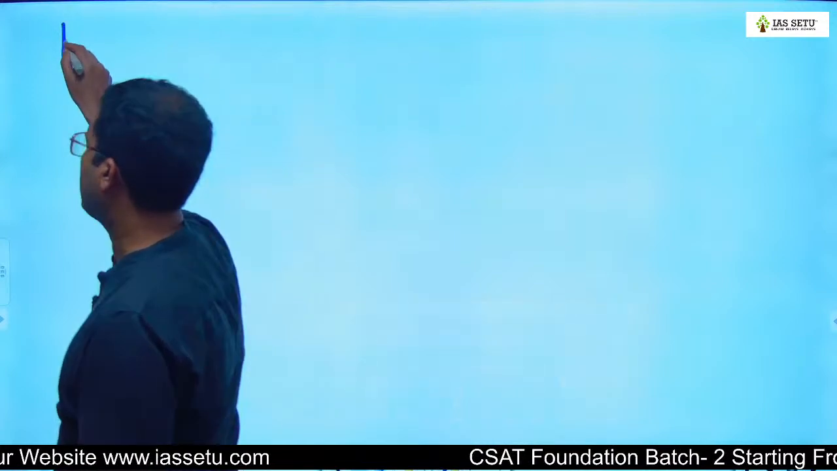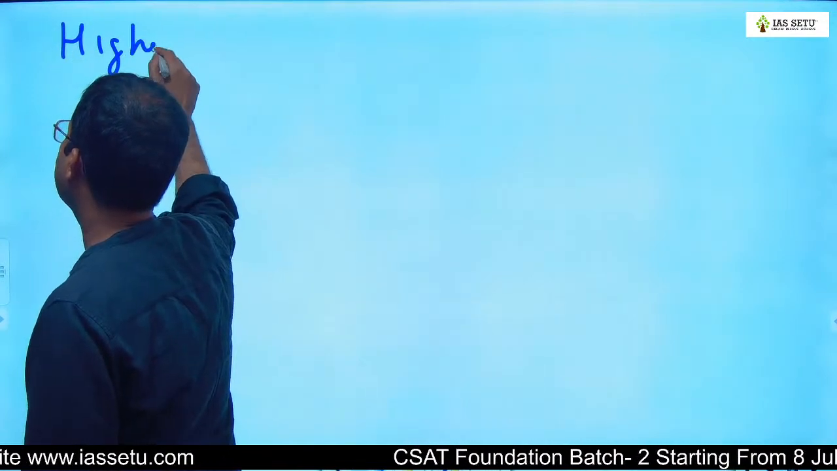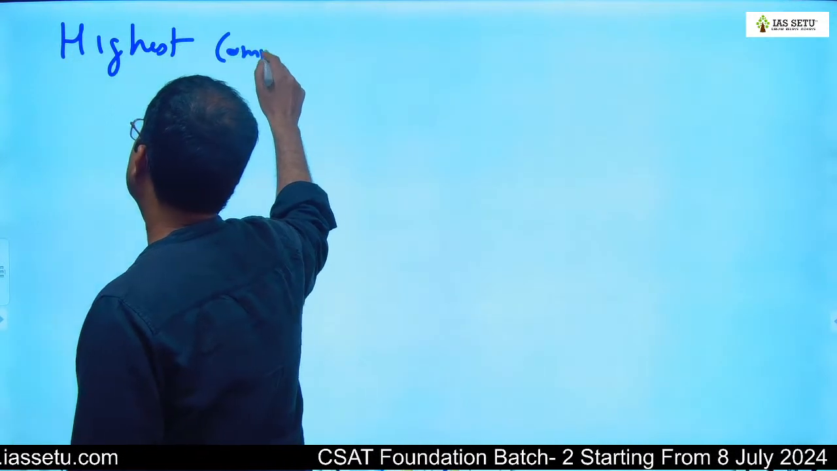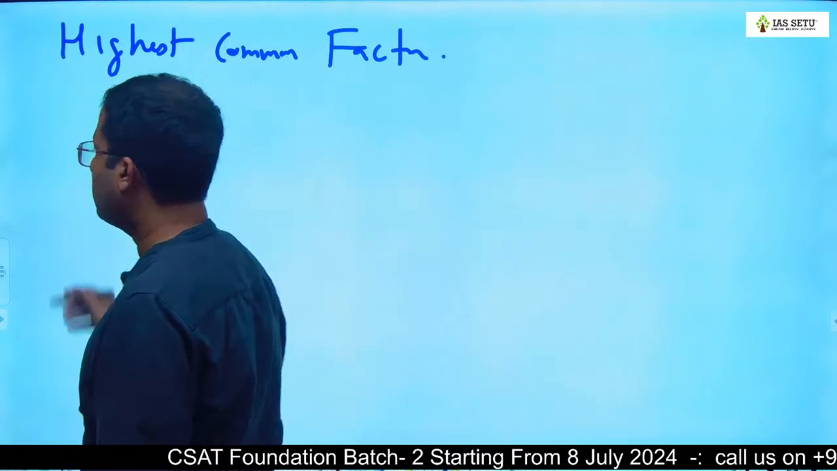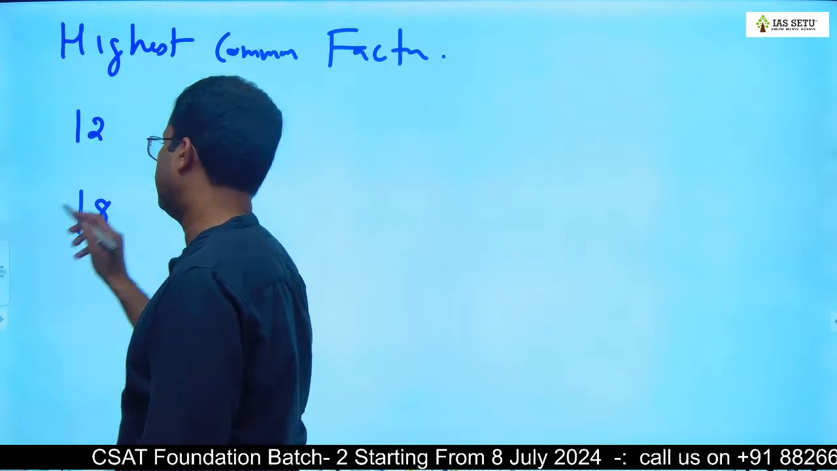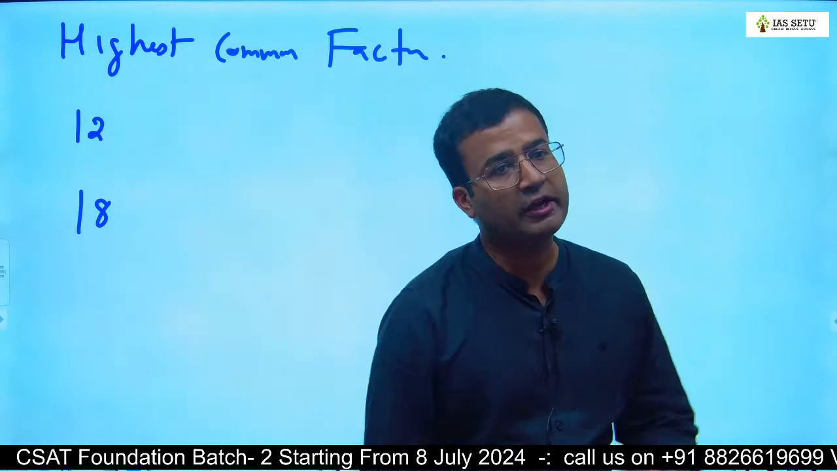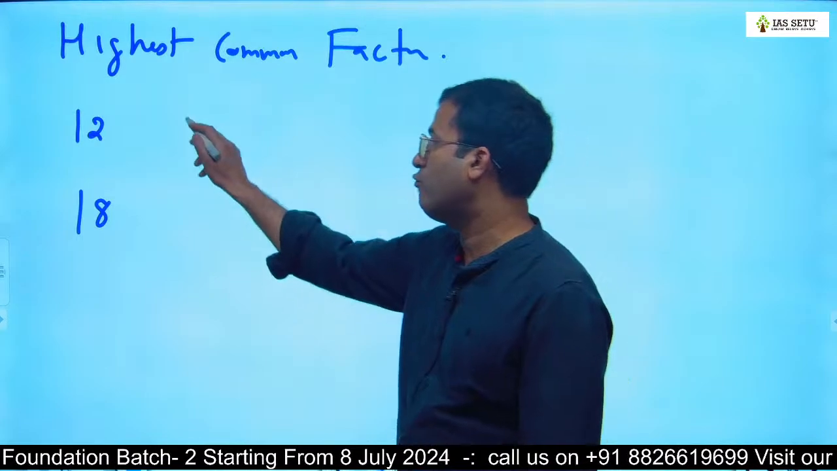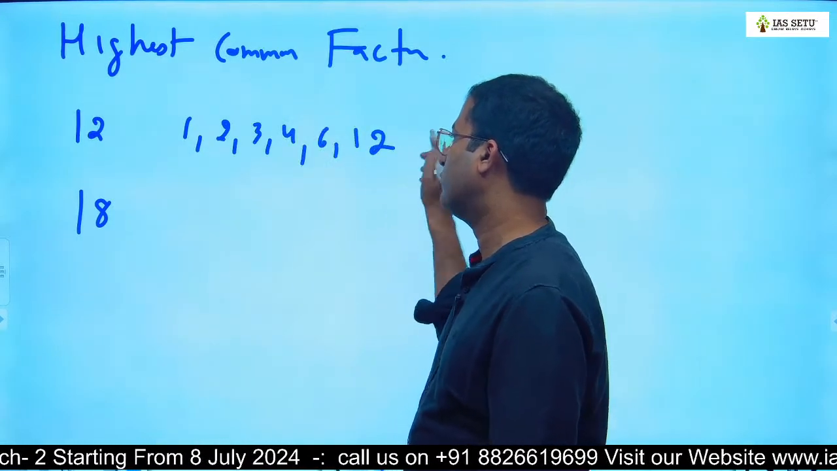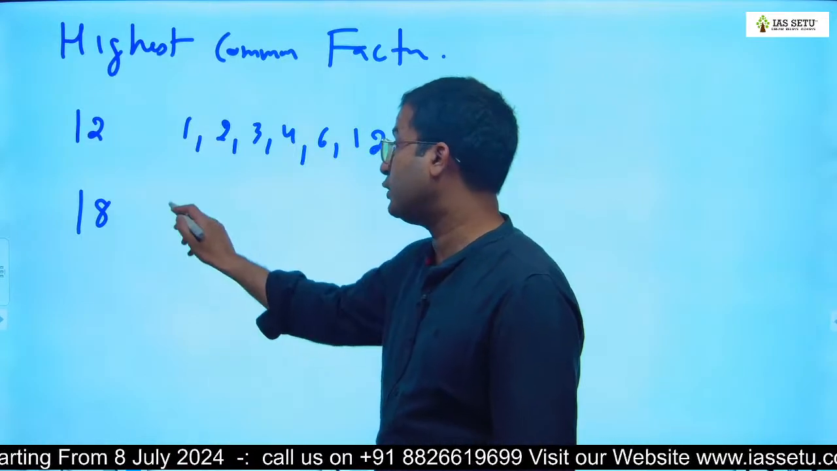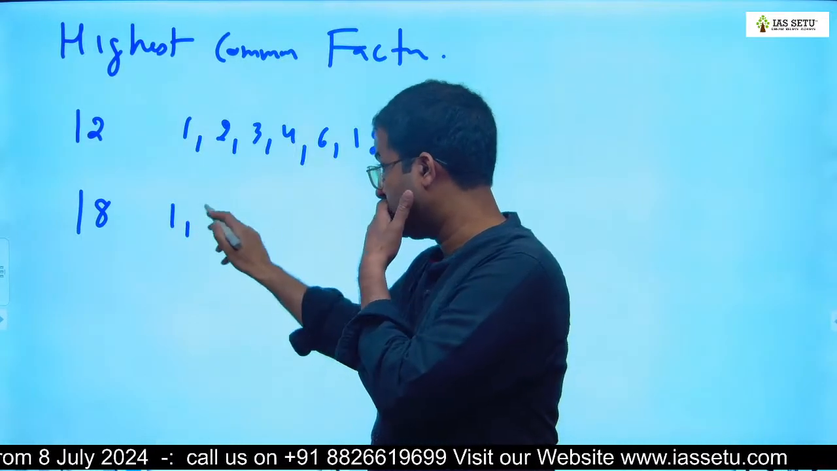Similarly, HCF रटना नहीं है, सिंपल है. Highest common factor. I take example like 12, 18. We will take factors. What are the factors of 12? 1, 2, 3, 4, 6, 12. What are the factors of 18? 1, 18, 2, 9, 3, 6.